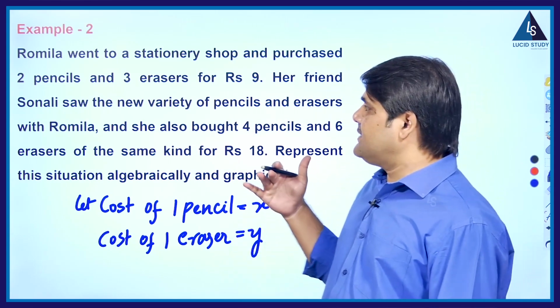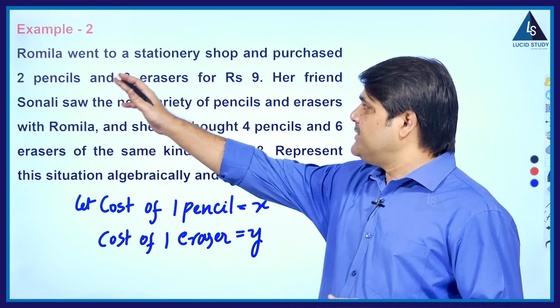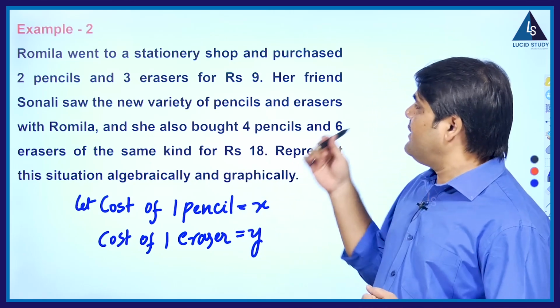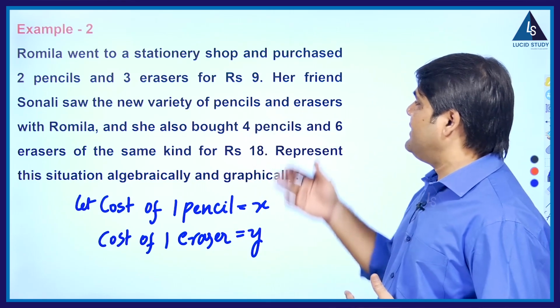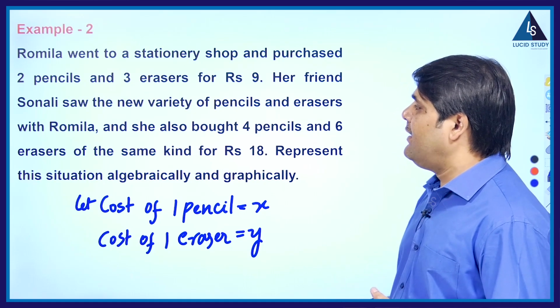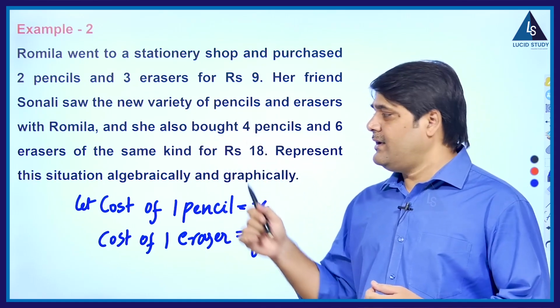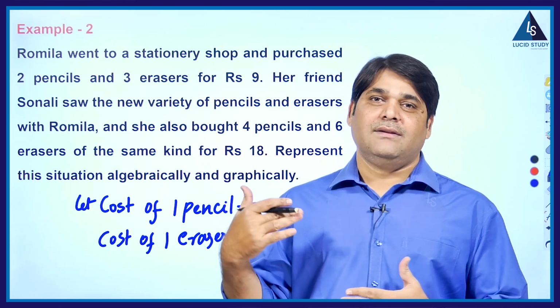So now let us see the 2 situations. What are those 2? First, Romila, how many did she purchase? 2 pencils and 3 erasers for rupees 9. And another situation, her friend Sonali saw the new variety of pencils and erasers with Romila. She also bought 4 pencils and 6 erasers for rupees 18. So let us convert these into equations.